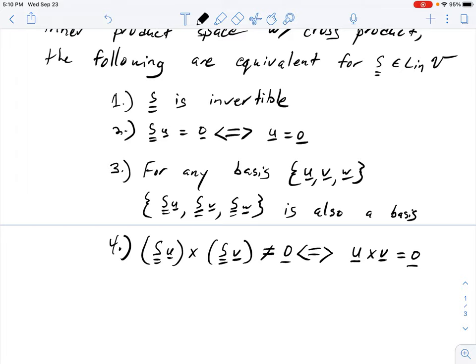So in other words, if u cross v is zero, then u is a scalar multiple of v, in which case SU cross SV would have to be zero no matter what. But if u is not a scalar multiple of v, then u cross v is non-zero. And this is saying that it can't collapse a space spanned by u and v into a one-dimensional space. So it can't collapse a plane into a line, essentially.